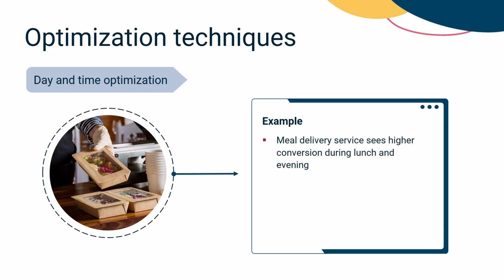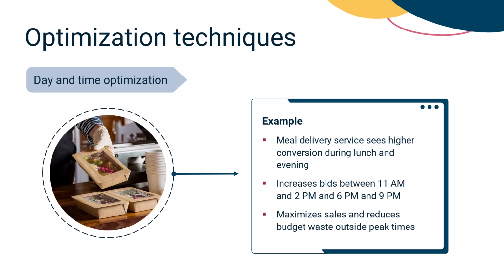Imagine a meal delivery service that sees higher conversion rates during lunchtime and evening hours. By increasing bids between 11 a.m. and 2 p.m. and 6 p.m. and 9 p.m., they maximize sales and reduce budget waste outside peak times.